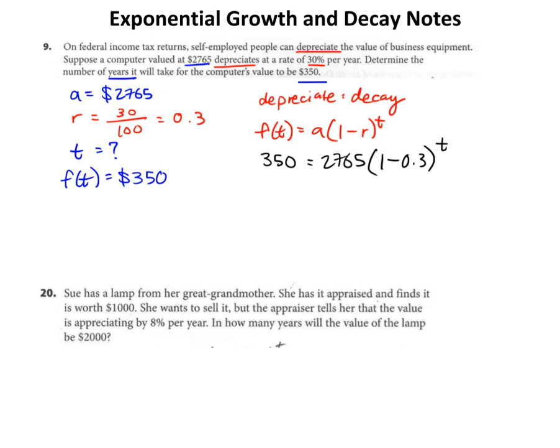Like I told you earlier, we're going to use Desmos. In order to use Desmos here, we consider the left hand side, which is y equals 350, and then the right hand side, which is y equals 2,765 times 1 minus 0.3, which is 0.7, raised to the power of t. Basically we're going to use Desmos to figure out how many years it would take for the computer to be $350.